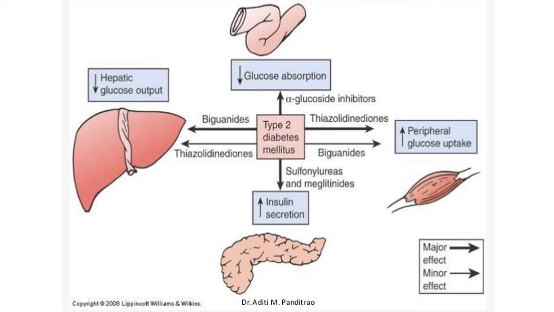With sulfonylureas and meglitinides, they increase the insulin secretion from the functioning beta cells. Similarly, with thiazolidinediones, the major effect is to increase the peripheral glucose uptake and the minor effect is to decrease the hepatic glucose output.